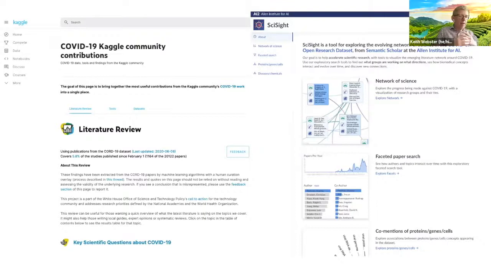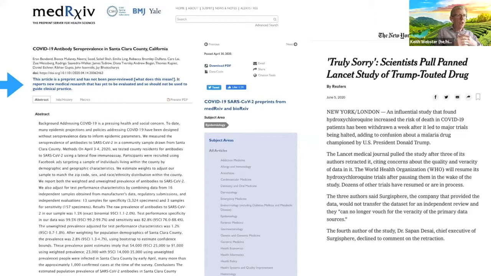The peer review process for traditional scholarly journals has often been held to move at a glacial pace, and some of the best journals have months of peer review process. And in an effort to expose research output as quickly as possible in the current pandemic, many researchers have turned to preprint servers like MedArchive, Archive and BioArchive as a way of getting their content into the public domain as quickly as possible. And that is what constitutes the bronze open access that I mentioned a few moments ago.